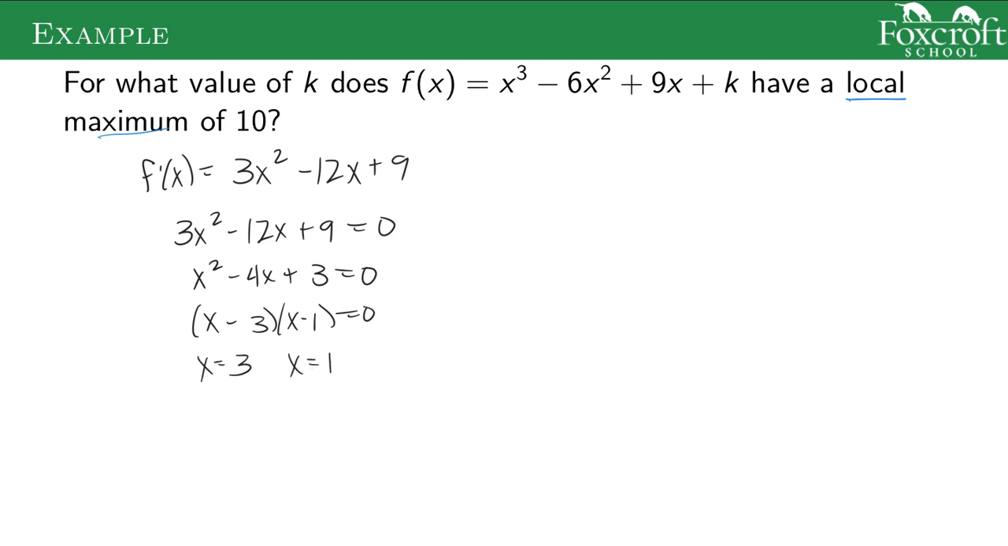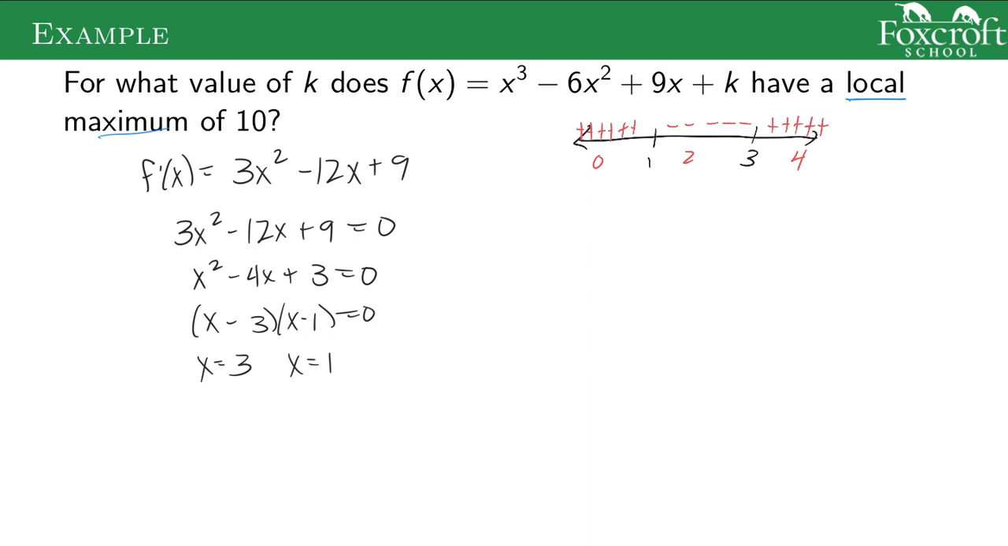All right, so now I can make my number line and pick my test points. If I plug in 0, I'm going to get positive 9, so everything in this region is positive. If I plug in 2, 12 minus 24 plus 9 is going to be negative. If I plug in 4, 48 minus 36 plus 9 is positive, so everything in that region is positive.